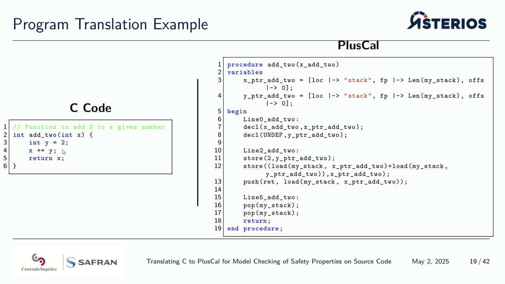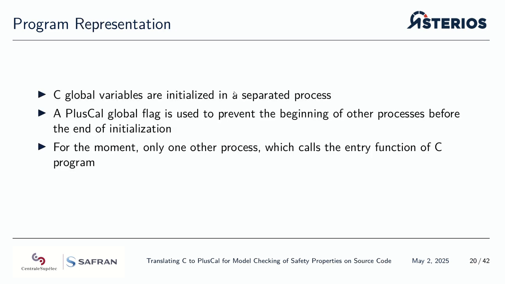And then we translate directly the function as it is written. For example, x plus equal y. So we store into the x pointer the value load of x pointer plus load of y pointer. And then to return x, we push the value of the x pointer on the wait stack. And at the end, before returning from the procedure, we just pop the two variables that we defined from the stack. So that is how we translate a simple C function directly into PlusCal, and we see how the program flow will work.